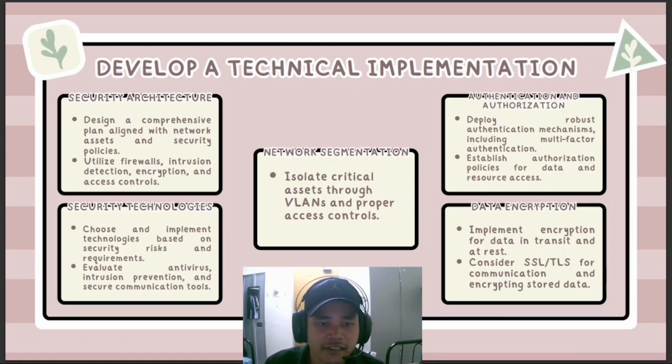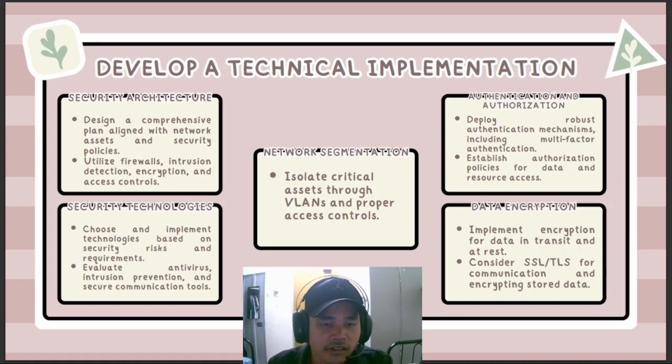Moving on to the second point, security technologies. This involves selecting and implementing technologies based on our specified security risks and requirements. We'll be looking at tools such as antivirus software, intrusion prevention systems, and secure communication tools to fortify our defense mechanisms against potential threats.